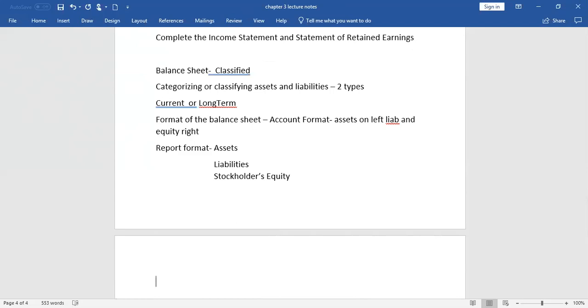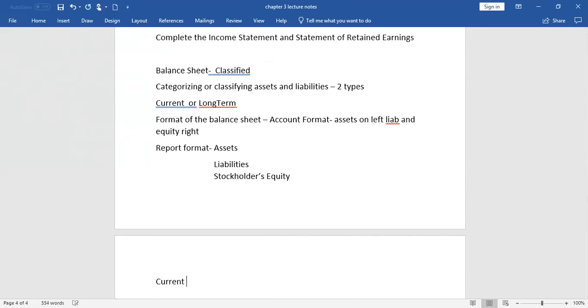Now, we could have done a report format balance sheet in chapters 1 and 2 and 3. Your author waits till now to talk about it. So we've done an account format. They're both correct. You pick which one you like better. Well, for chapter 4, I pick. So since we have a new format, we're going to complete our balance sheet in that format, similar to what we see on page 190. Whether you do an account format or a report format, you will always classify the assets between current or long-term. So let's get into that now.